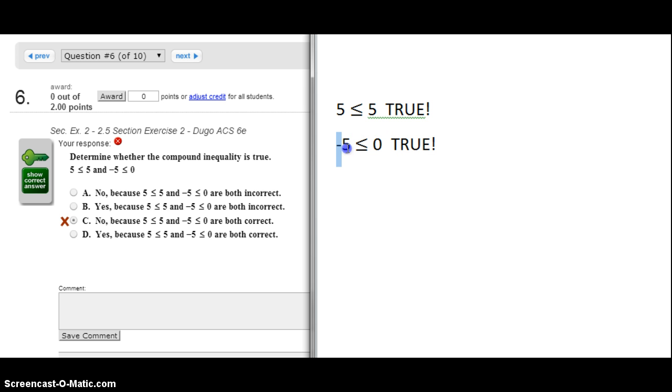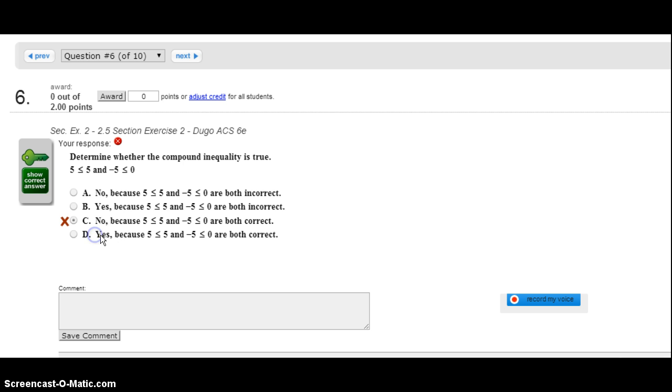Negatives, I always like to think about money. If I had negative $5, that's less than having $0. I'd actually be in debt. So yes, that's less than 0. And since they're both true, that means the compound inequality is true. If either one would have been false, we would have selected no. But the compound, which means both of them together, is true because they're both correct. 5 is less than or equal to 5, and negative 5 is less than or equal to 0 are both correct. So yes, the compound inequality is true.